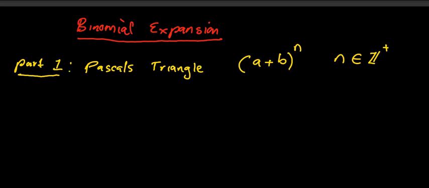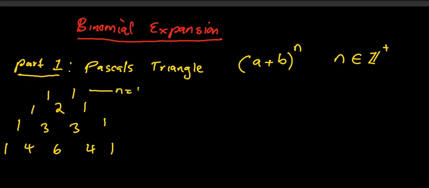So Pascal's triangle, you have 1, 1, then you have 1. You add these guys, you get a 2, then you put a 1. You add these guys, you get a 3. You have a 3, you have a 1. You have a 1. Add these guys, you get a 4. Add these guys, you get a 6. You get a 4, you get a 1, and so on and so forth. So this is when n is equal to 1. This is when n is equal to 2. When n is equal to 3. And when n is equal to 4. And so on, right? It goes down like that.